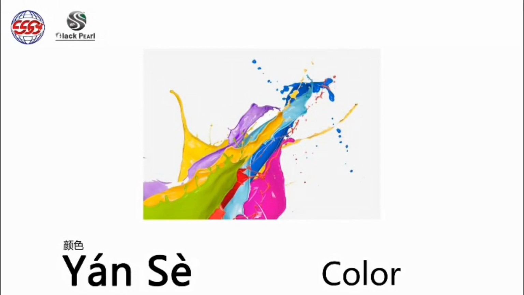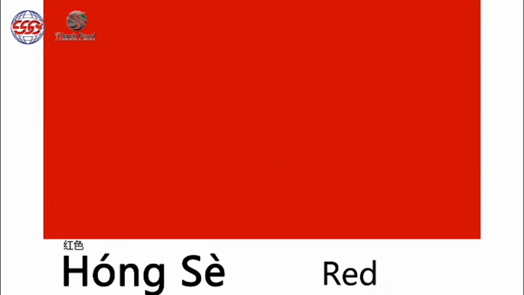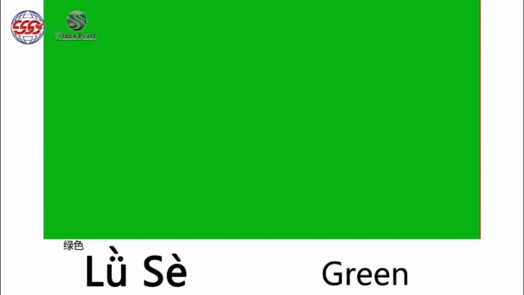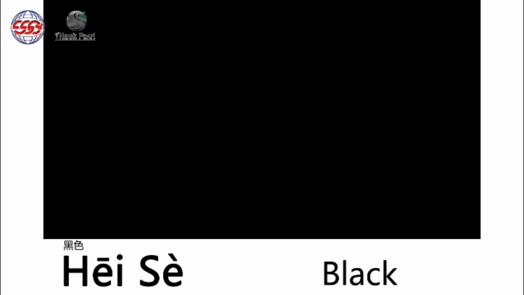Color. 颜色. Red. 红色. Green. 绿色. White. 白色. Black. 黑色.